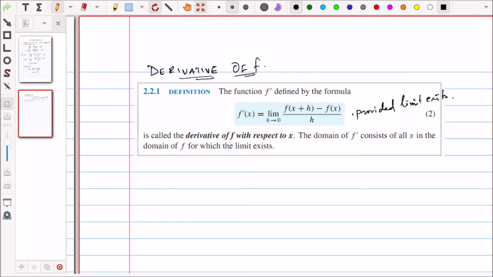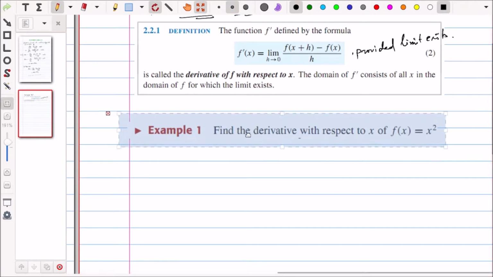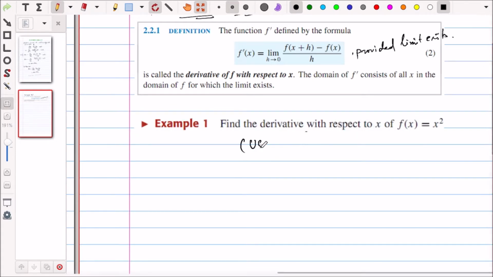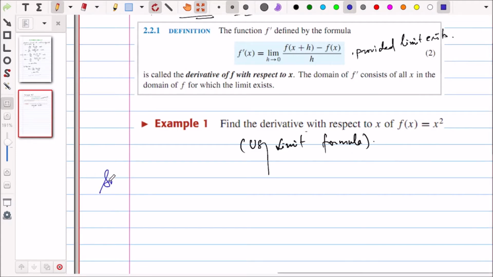Okay. So let us do an example for this. Find the derivative of x squared using the limit formula. Using limit formula. So we will use the limit formula, not the direct derivative, to find this derivative. So let us start.